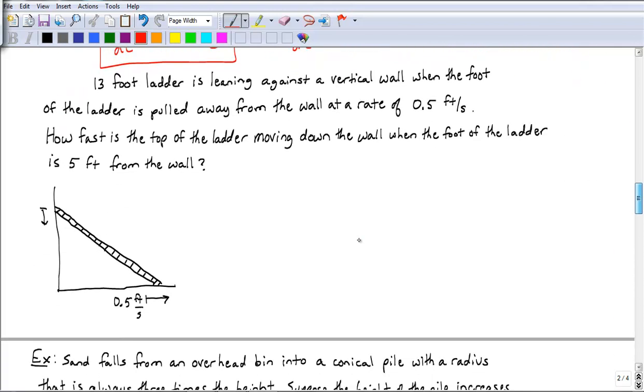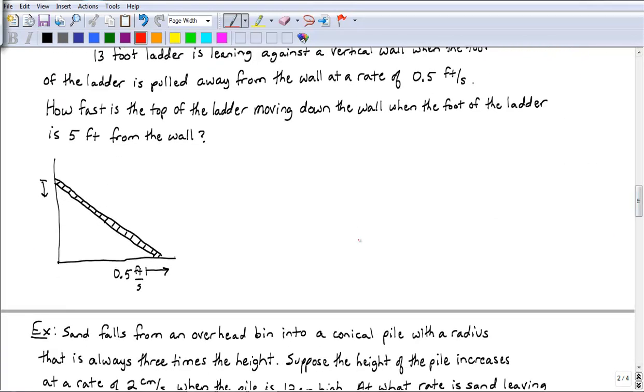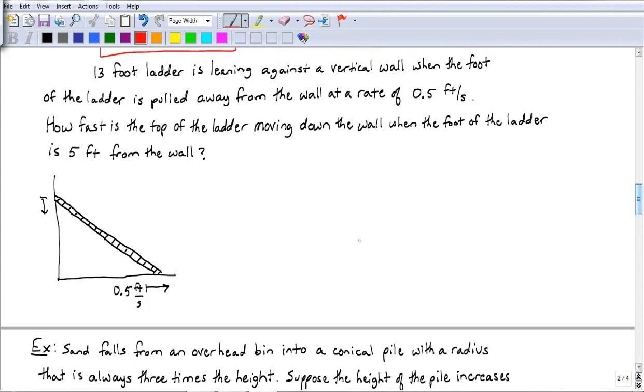Here's one that uses the Pythagorean theorem. It talks about a 13-foot ladder leaning against a vertical wall. When the foot of the ladder is pulled away from the wall at a rate of ½ a foot per second, how fast is the top of the ladder moving down when the foot of the ladder is 5 feet from the wall?